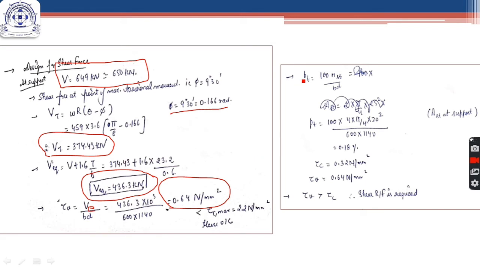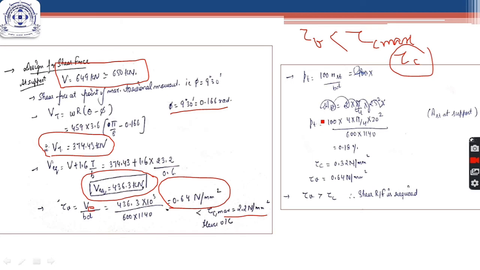Now as we do in case of design of shear force, we first calculate tau V, then we compare it with tau C max. It should be always less than tau C max, and when this check is satisfied, then we compare it with tau C. So here tau C max for M30 is 2.2. You can check your IS 456, and then we calculate tau C. So this check is okay. Now we calculate tau c.